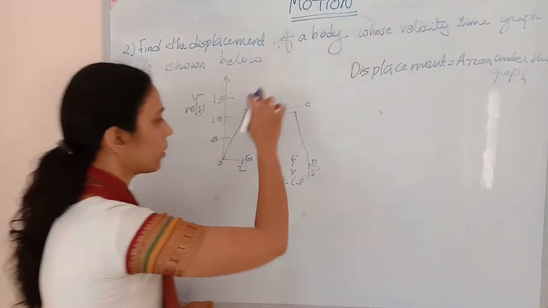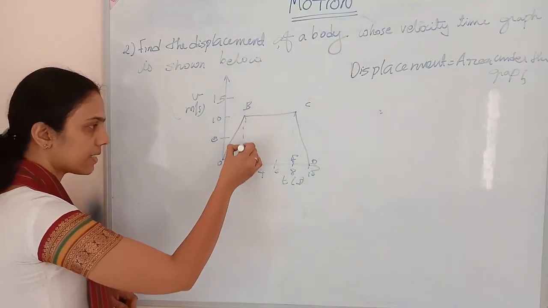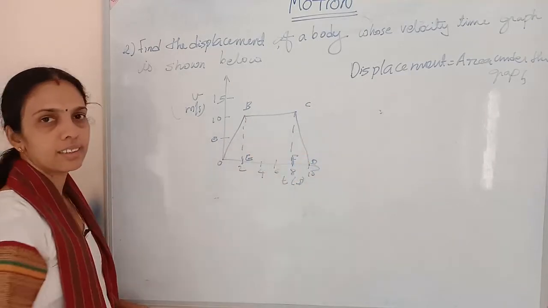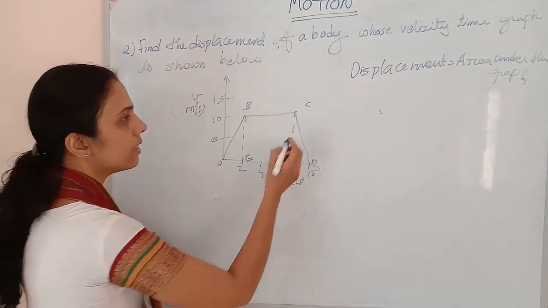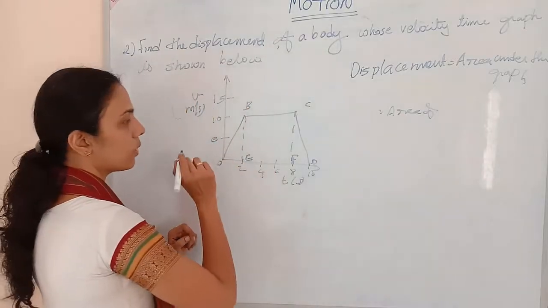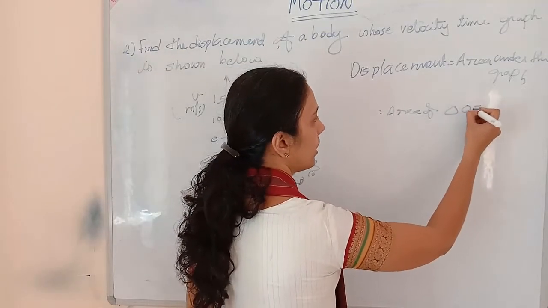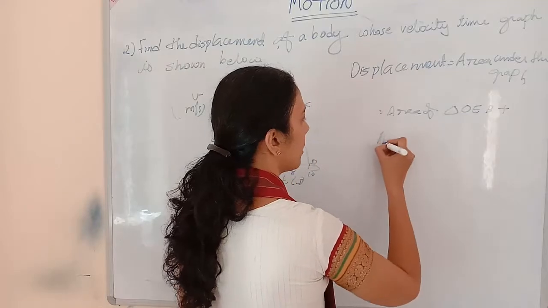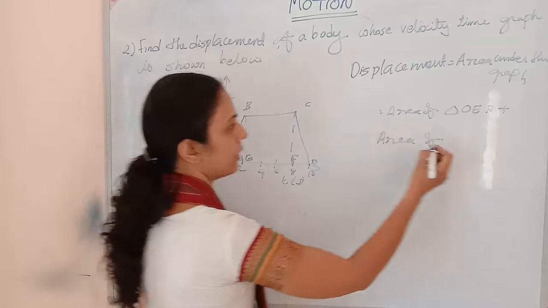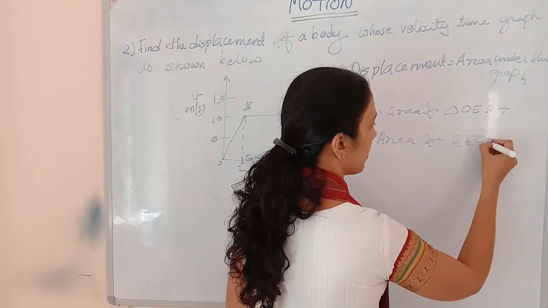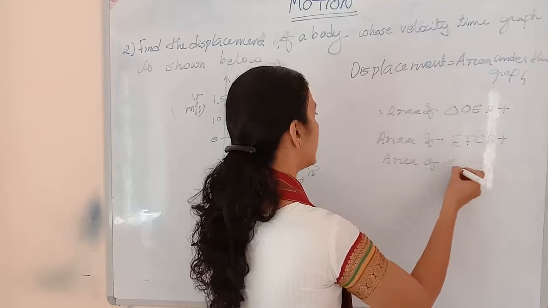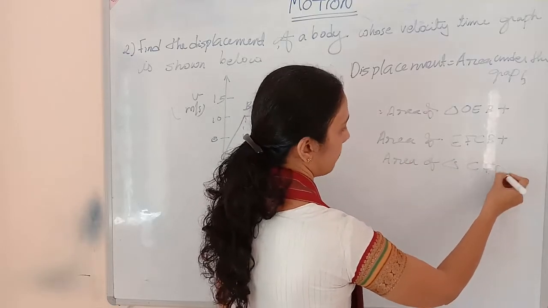Okay, so how can we find out the area under the graph? We can divide this into a triangle, a rectangle and a triangle. So here, area of first triangle OEB plus area of rectangle EFCB plus area of triangle CFD.